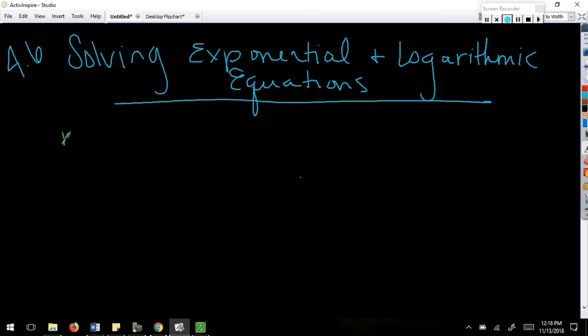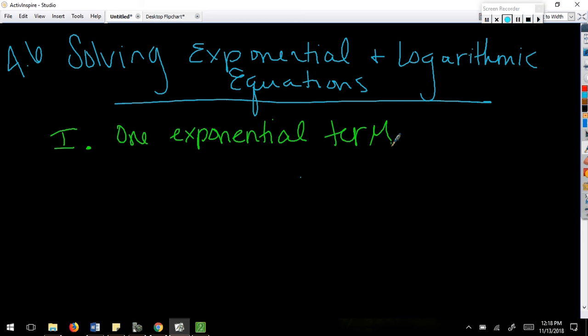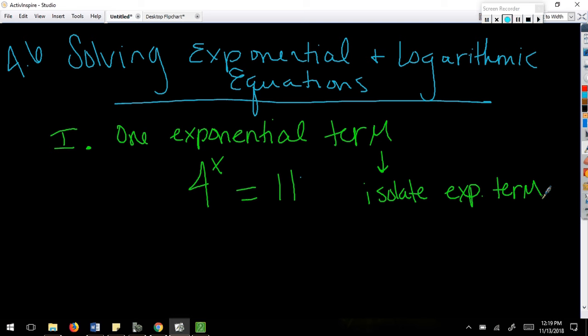All right, so the first scenario I'm going to look at is if we have one exponential term and how to solve that. What I mean by that is something that looks like 4 to the x equals 11. There's only one term that has the exponent with the variable hooked to it, one exponential term. So I want to make sure that the exponential piece is isolated.